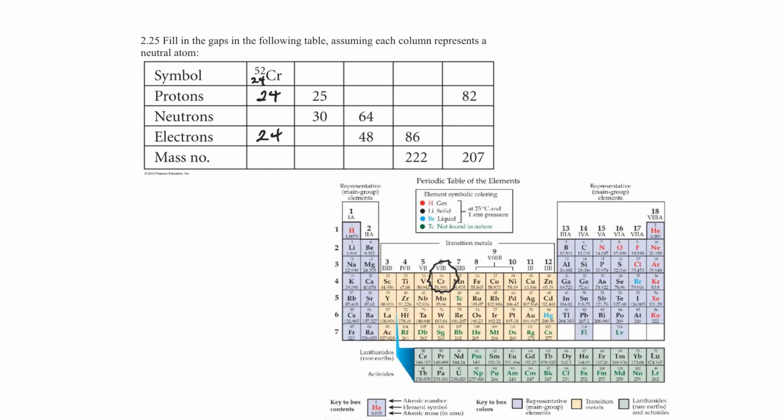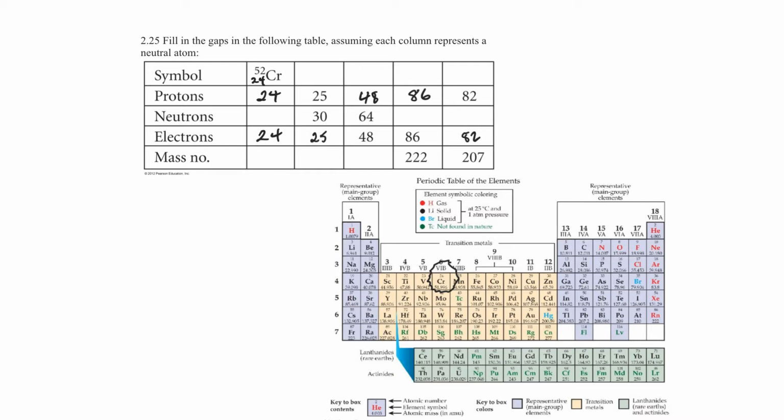Well, let's see the others. I see 48 electrons in this column. That means there has to be 48 protons, and I can simply look up number 48 and I'll have the symbol. In the next column, I've got 86 electrons. That gives me 86 protons. In the previous column, I have 25 protons. That means I have 25 electrons. And in the last column, I have 82 protons. That means I have 82 electrons.